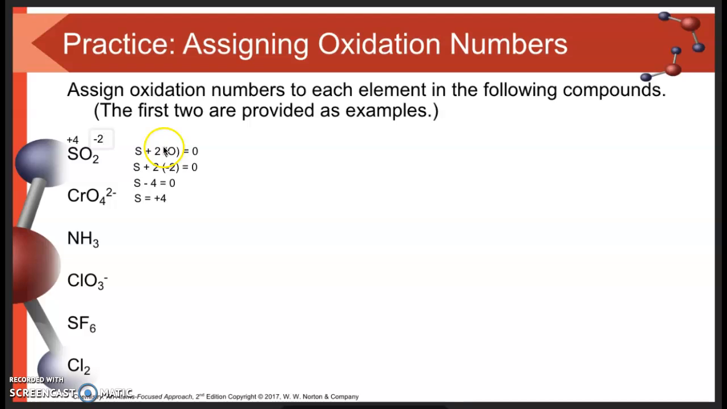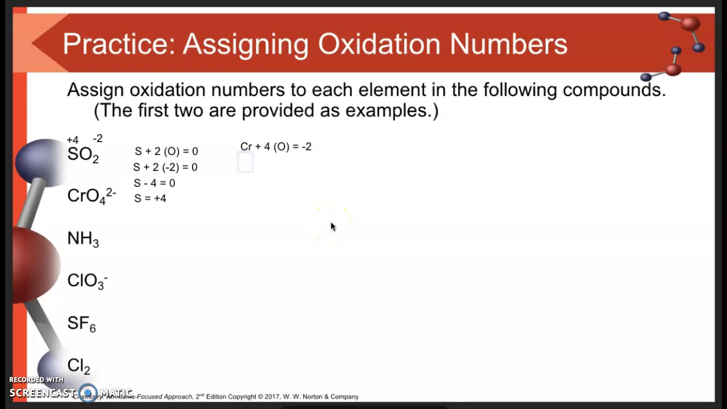So that's really all that you have to do for these oxidation states. Set up an algebra problem where the total sum of all of the atoms is equal to the total charge, and then solve for what you don't know. Let's take a look at another example. I've got chromium plus 4 oxygens is equal to a total charge of -2, the 2 minus charge on the chromate ion.